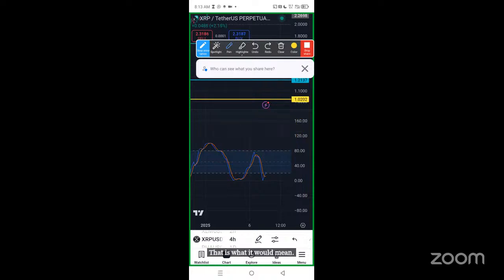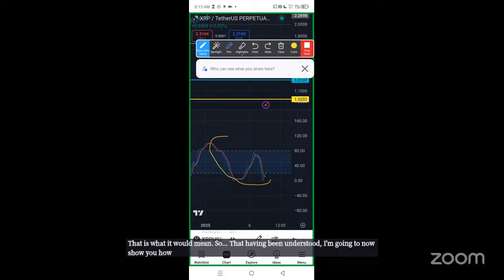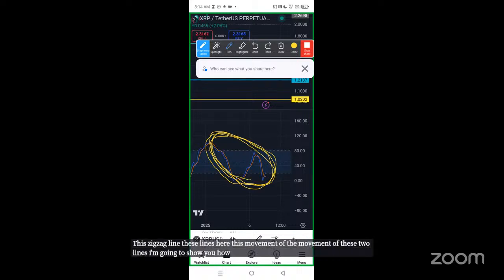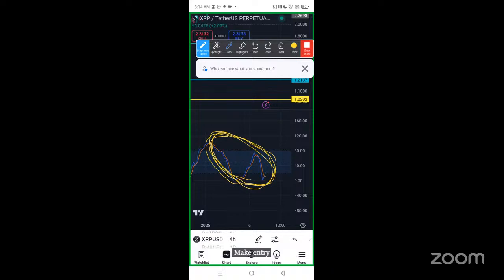So that having been understood, I'm going to now show you how you make best use of these two lines that run zigzag, this movement of these two lines. I'm going to show you how you can make best use of it to make entry in the market.